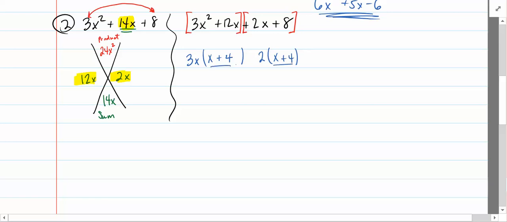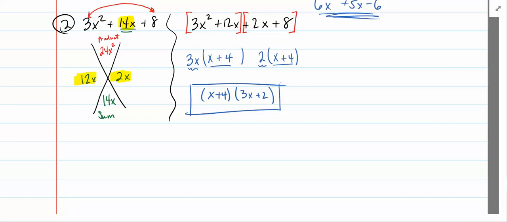This is a good sign for us because the x plus 4's match. I know that x plus 4 is part of our final answer. And for the final binomial, those pieces come from the coefficients that are left here, 3x and a positive 2. We have a factored trinomial, which now looks like a pair of two binomials.